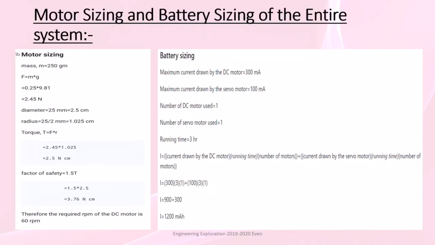Battery sizing. Maximum current drawn by the DC motor is 30 milliamps. Maximum current drawn by the servo motor is 100 milliamps. Number of DC motors used is 1. Number of servo motors used is 1. Running time is 3 hours. I is equal to current drawn by the DC motor into running time into number of motors, plus current drawn by the servo motor into running time into number of motors. Total current is 1200 milliamp hours.